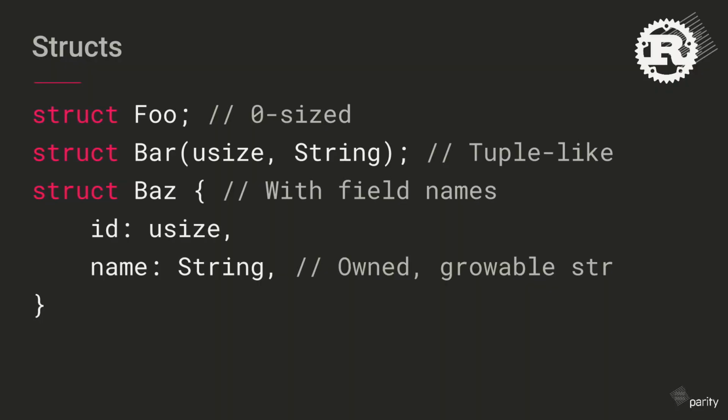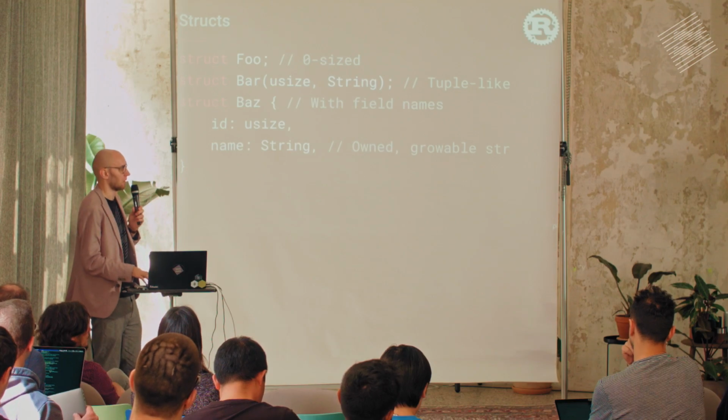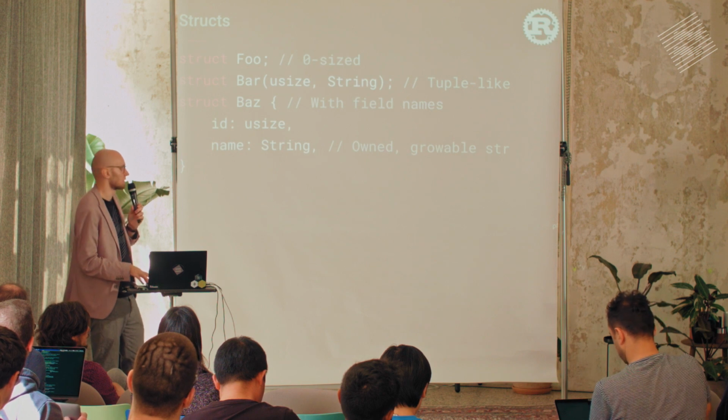You have zero-size structs, which is just a name that gives you a type, which are not very useful if you're a beginner. They can be useful later when you use generics. By themselves, they are kind of useless.